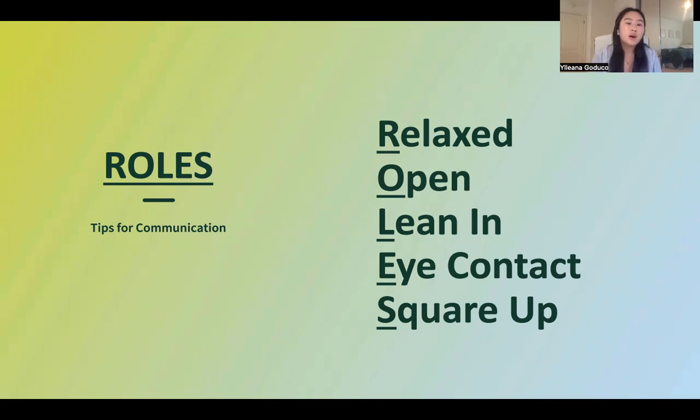Squaring up means your body facing the person or the people you're talking to. It means making sure you're showing them you're present with them as opposed to angled at the door or like you're uninterested.